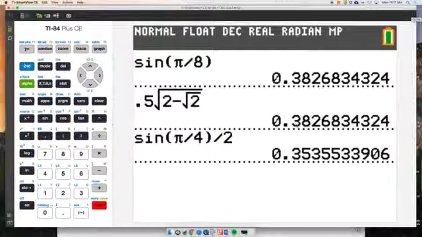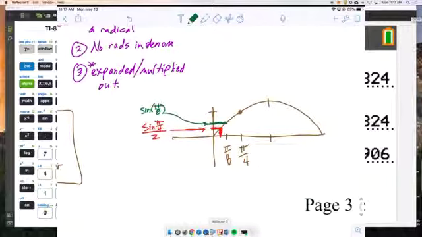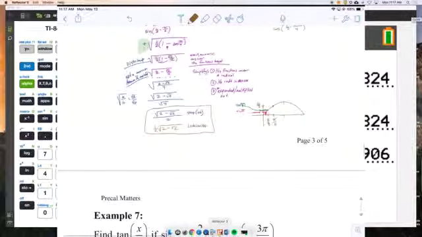Because the sine of the half angle is 0.38, and half of sine of pi fourths is 0.35. So if you look at the graph right here, of course, pi fourths is square root of 2 over 2. That's the brown version right here. That's just the square root of 2 over 2. And when we take sine of pi eighths, because the graph of sine increases at an increasing rate, it's a little bit above half the ratio of pi fourths. So you can't just take sine of pi fourths and divide by 2. It doesn't work that way, okay? You have to actually use the identities.